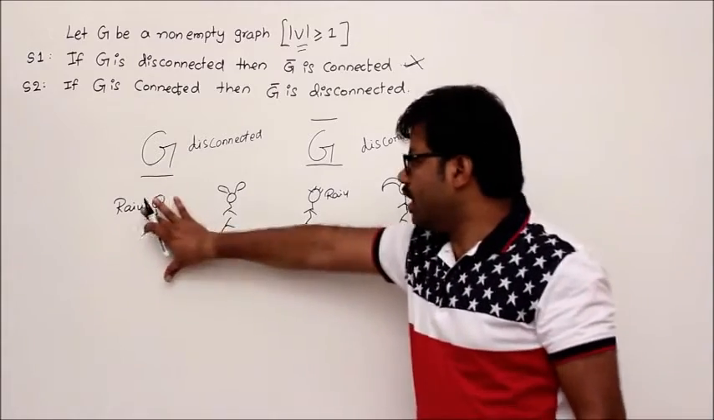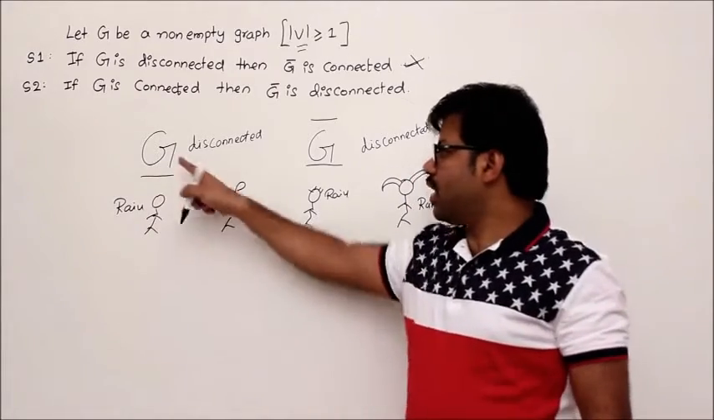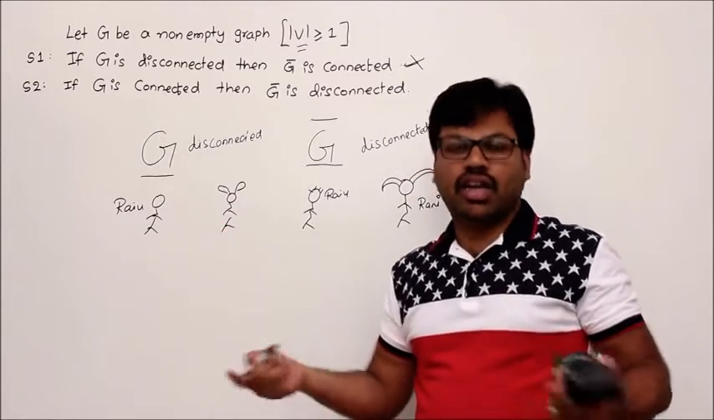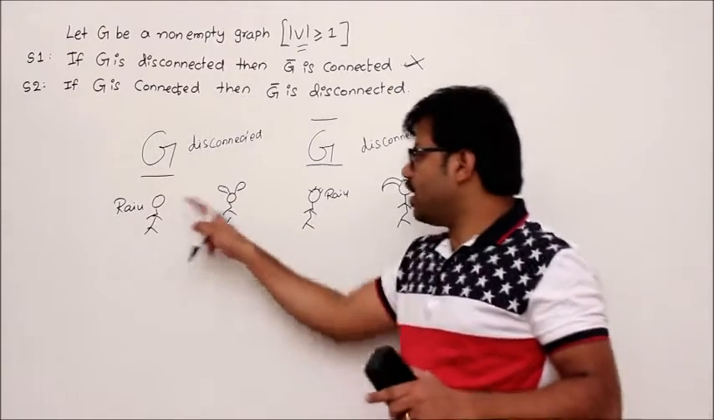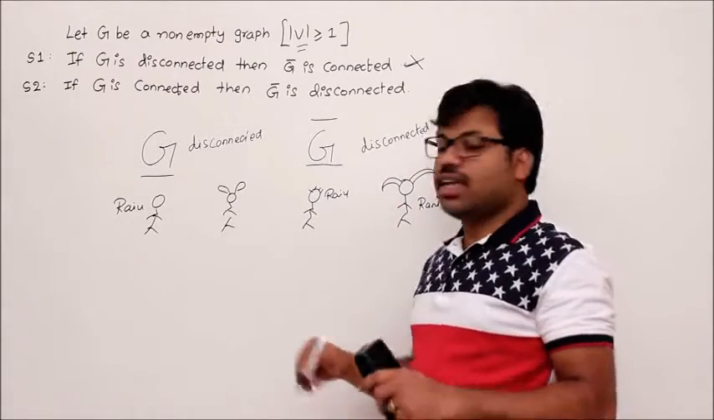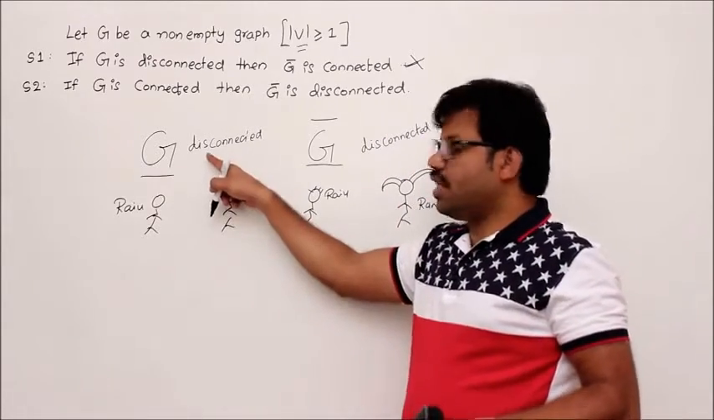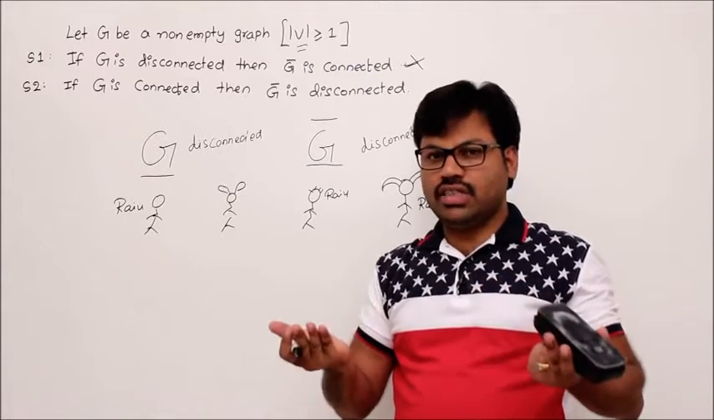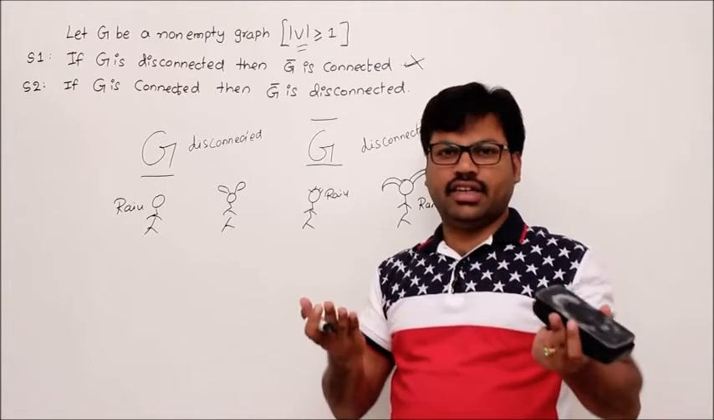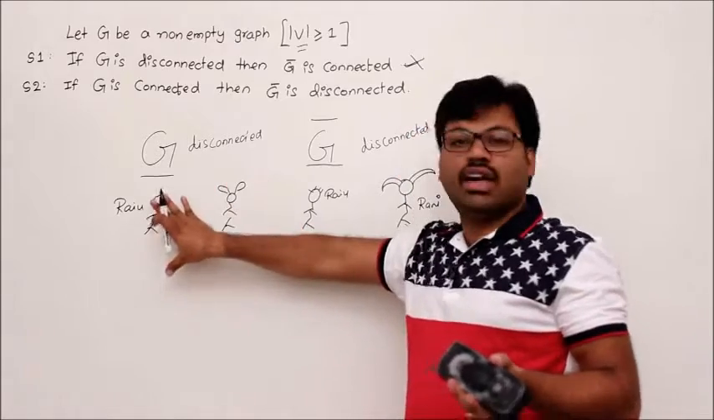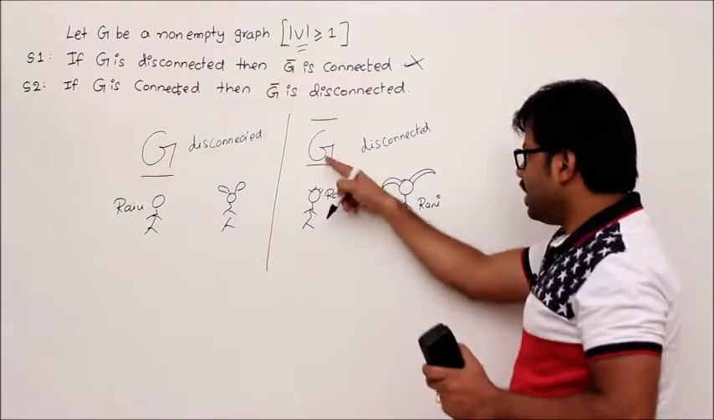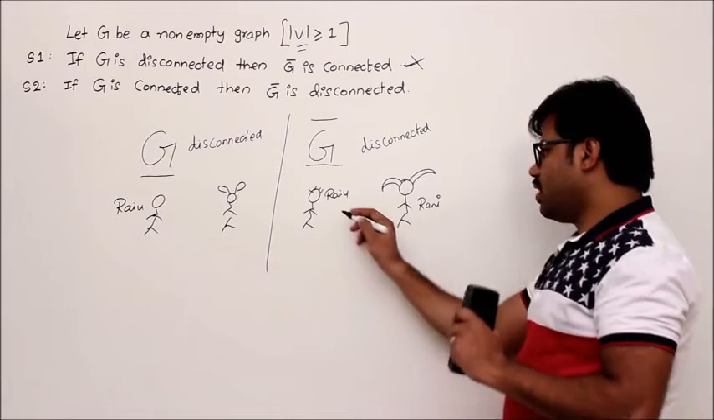I don't know whether they are connected or not here, because G is disconnected. Then this Raju Rani may be connected, may not be disconnected. Don't say that Raju Rani are disconnected. Then I ask why. Then you say, sir, it is a disconnected graph. In a disconnected graph, some two vertices are not connected. It doesn't mean that they are Raju comma Rani, right? So that's why. But I know that in G bar, Raju and Rani are disconnected.